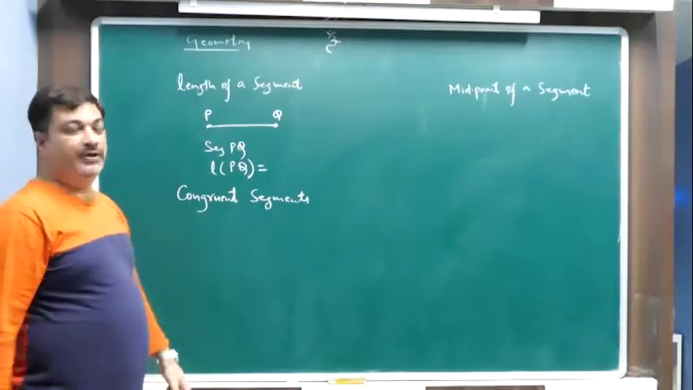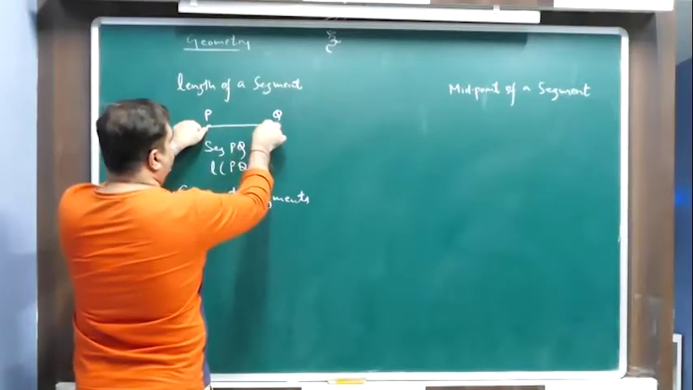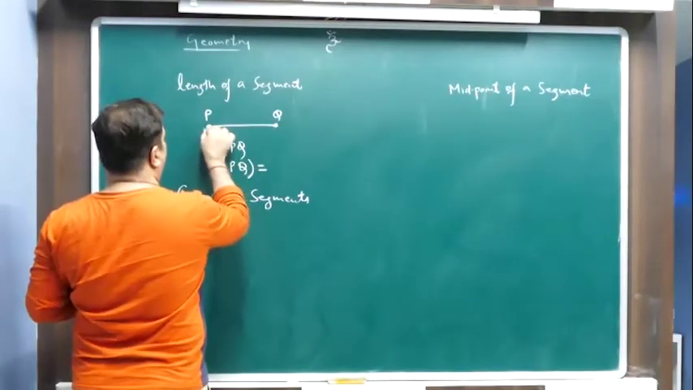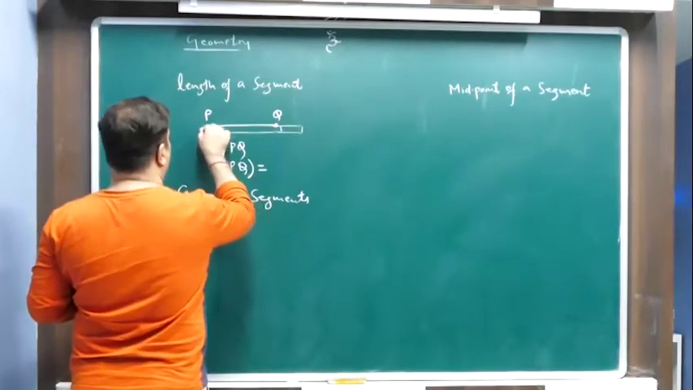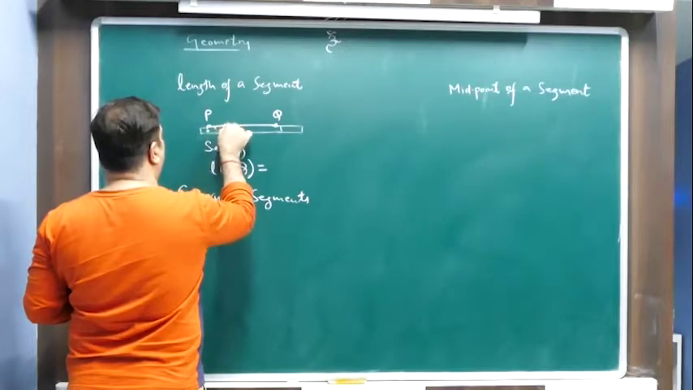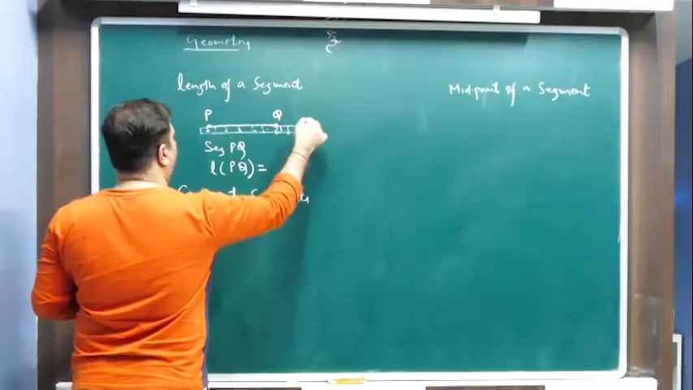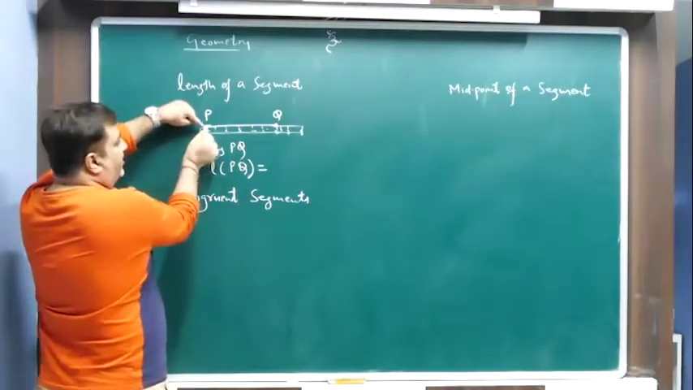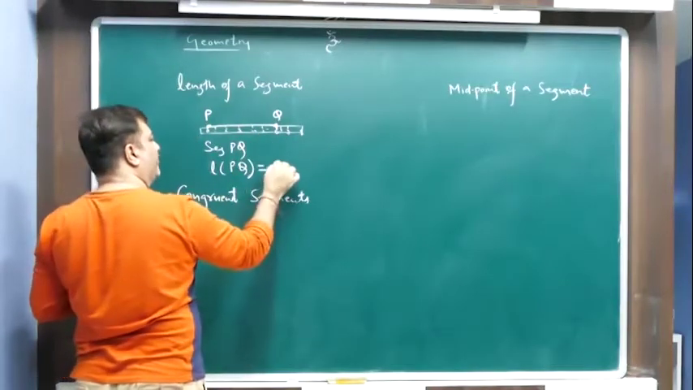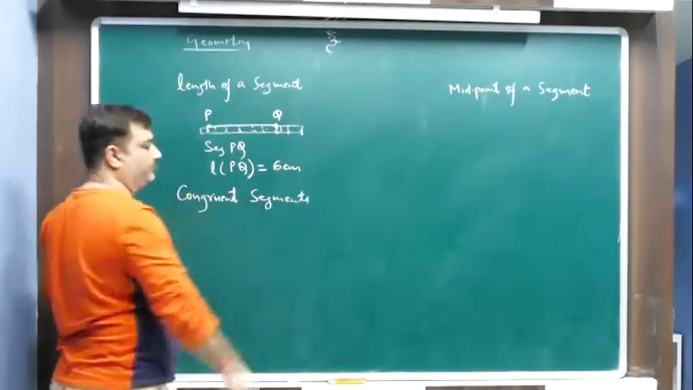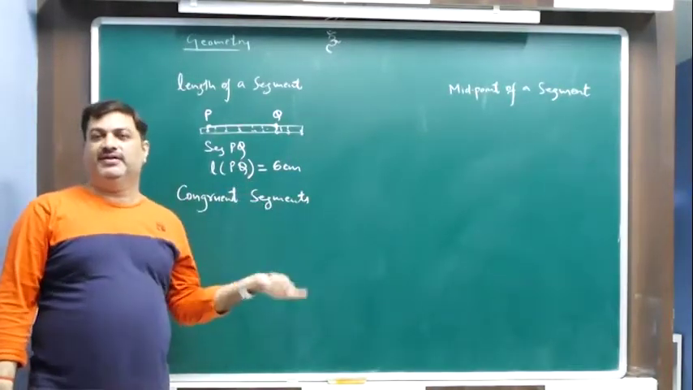So what is the length of segment PQ? I simply keep the ruler's 0 at P and see how much Q is. Meaning, you will keep a ruler like this. This is 0 of the ruler. 1, 2, 3, 4, 5, 6, 7, 8 and so on. So where is the starting point? At 0. Where is the ending point? At 6. So what is the length of the segment PQ? 6 centimeter. The length of the segment PQ is 6 centimeter.